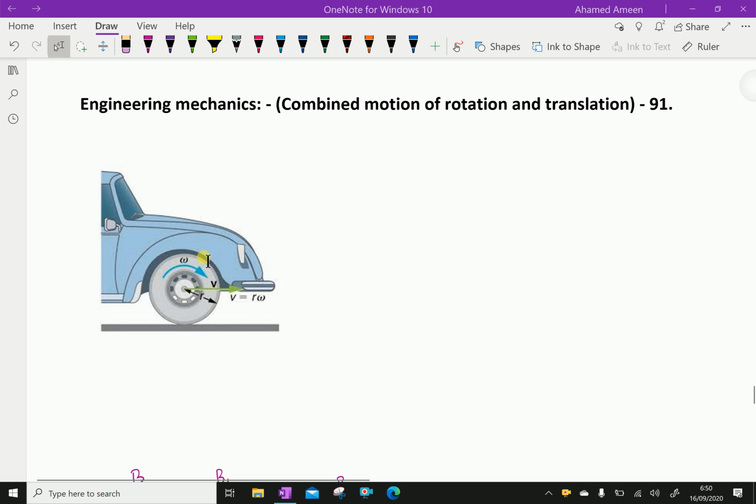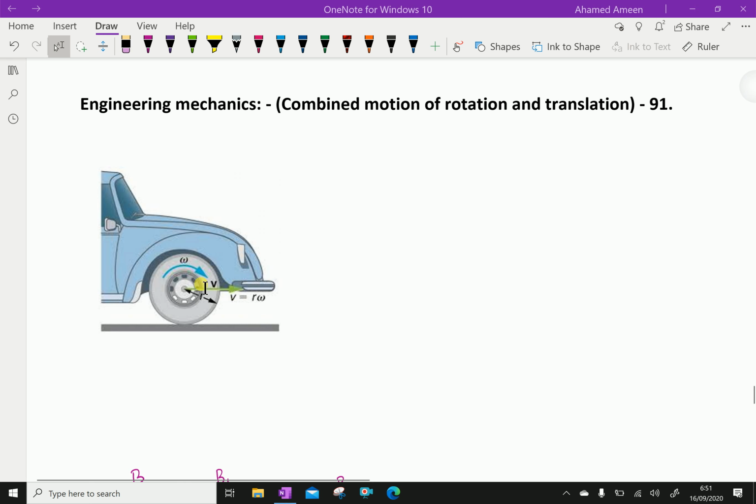In engineering mechanics, let us discuss the combined motion of rotation and translation. Look at this figure. A car wheel rotates about its own axis as well as the car translates in linear motion. If you consider the motion of a wheel as rotation as well as translation of the car, it is considered a combined motion of rotation and translation.